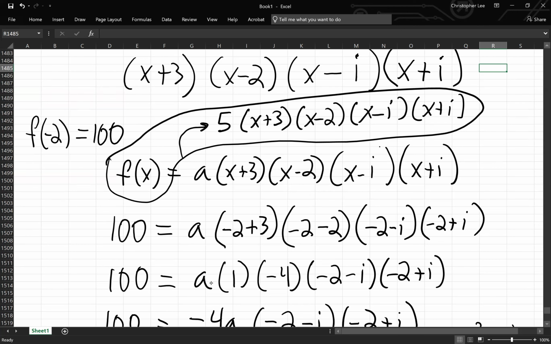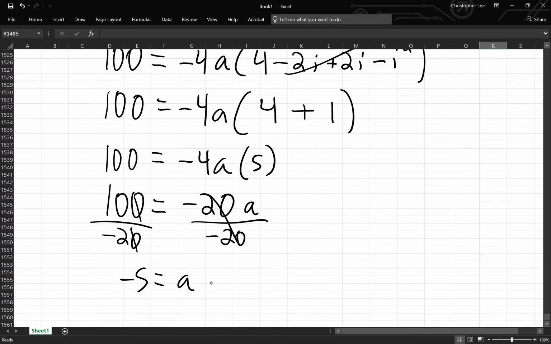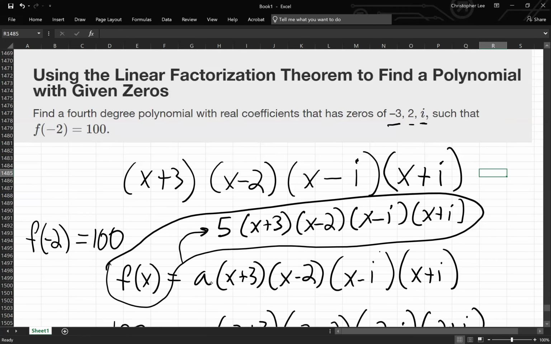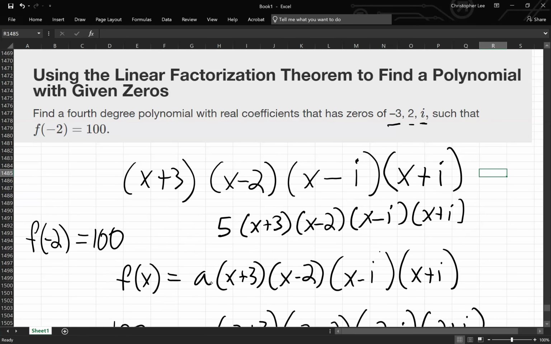Distribute the x plus 3 times the x minus 2, multiply those out. Multiply out the x minus i, x plus i. Distribute the 5 at the end. Well, we found what a is: a is negative 5. Put negative 5, not just 5. Oh, it's negative 5. Good point. My fault.